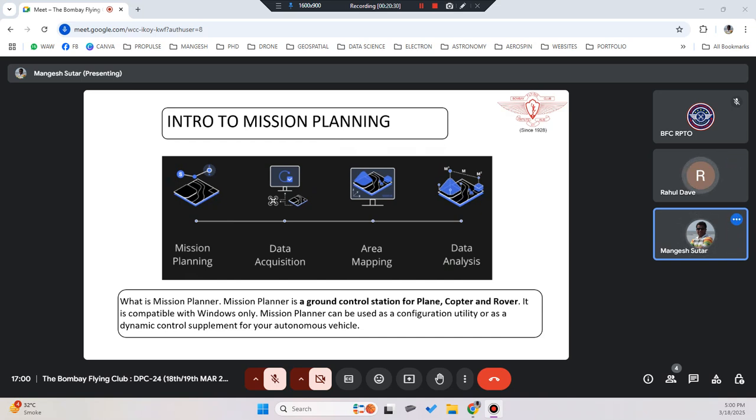A special cable is required where you can connect, and then you can upload the plan. I mean, you can make a plan in that software, and you can upload that plan, which will turn your drone into an autonomous vehicle.